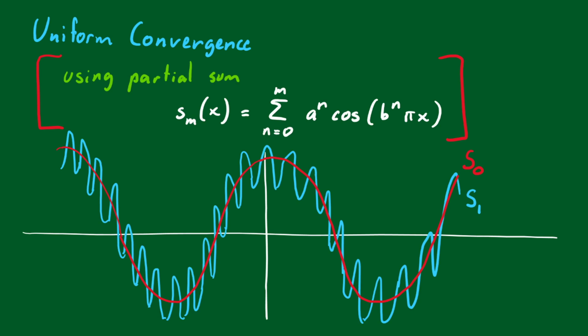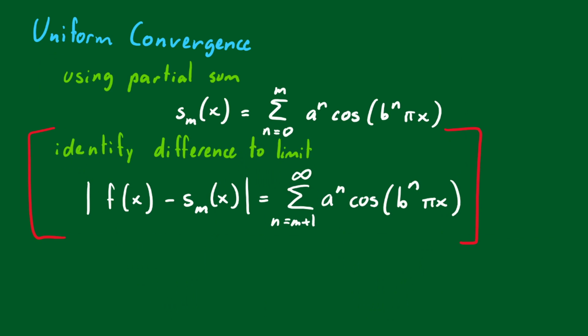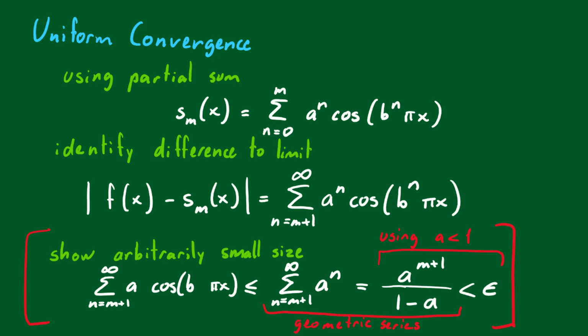Let us prove that the series defining the function converges uniformly. We may begin by defining the partial sum of the series. Subtracting these partial sums from the limit function, we get an infinite series starting at a later term. We can then show, by comparing to a geometric series, that this difference is of an arbitrarily small size. Since this argument applies for all values of x, the convergence is uniform.